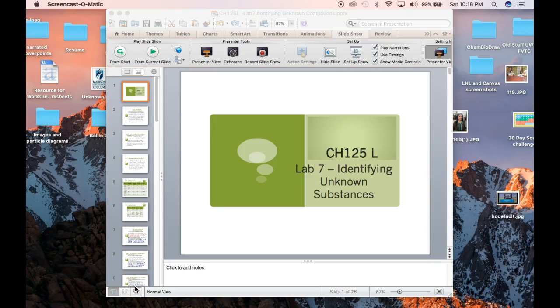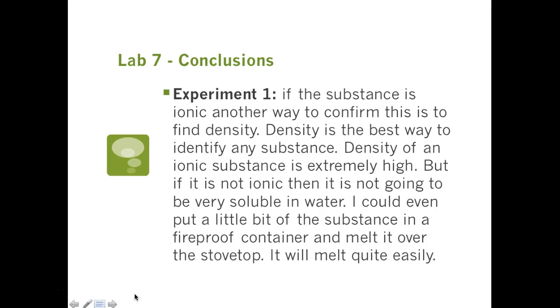So continuing where I left off, as I said, if it's ionic, then it would be beyond the scope of just a kitchen chemistry experiment to identify the substance. If, on the other hand, it's some kind of organic compound that doesn't dissolve in water, then I can definitely determine its density as well as its melting point.